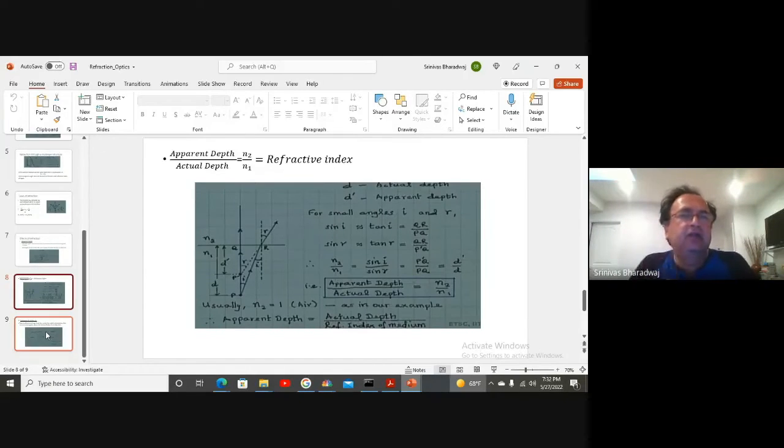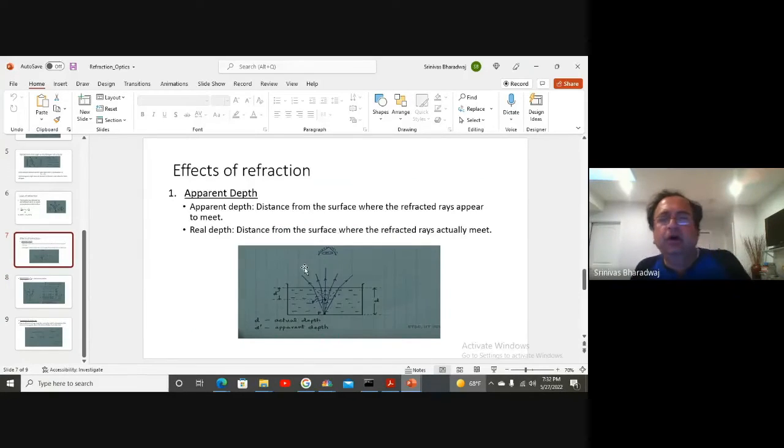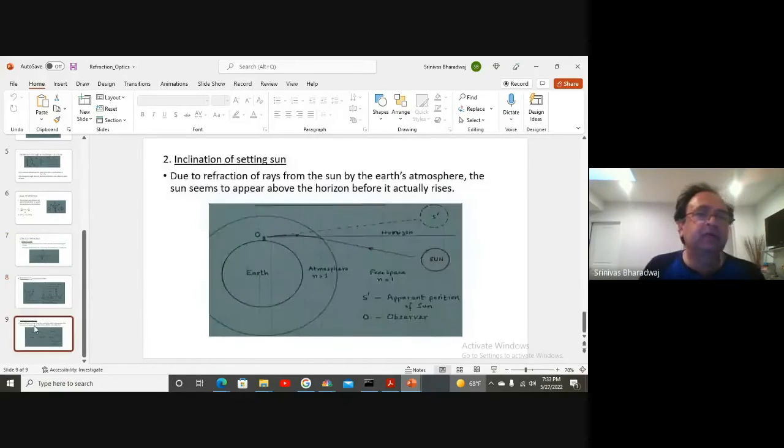Sine I by sine R is N2 by N1, the refractive index. And we also use this when you look at apparent depth versus actual depth. When you look into water, it will appear closer. You must have seen that. So the apparent depth is less than the actual depth. So d over d prime will equal the refractive index. Keep these ideas in mind.